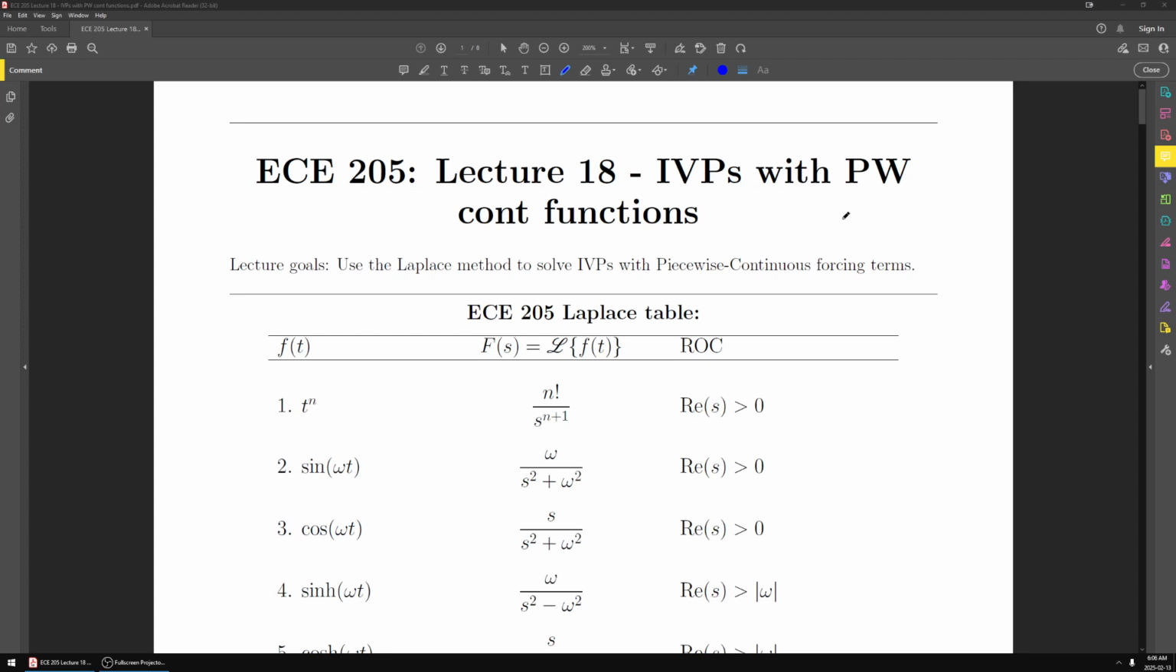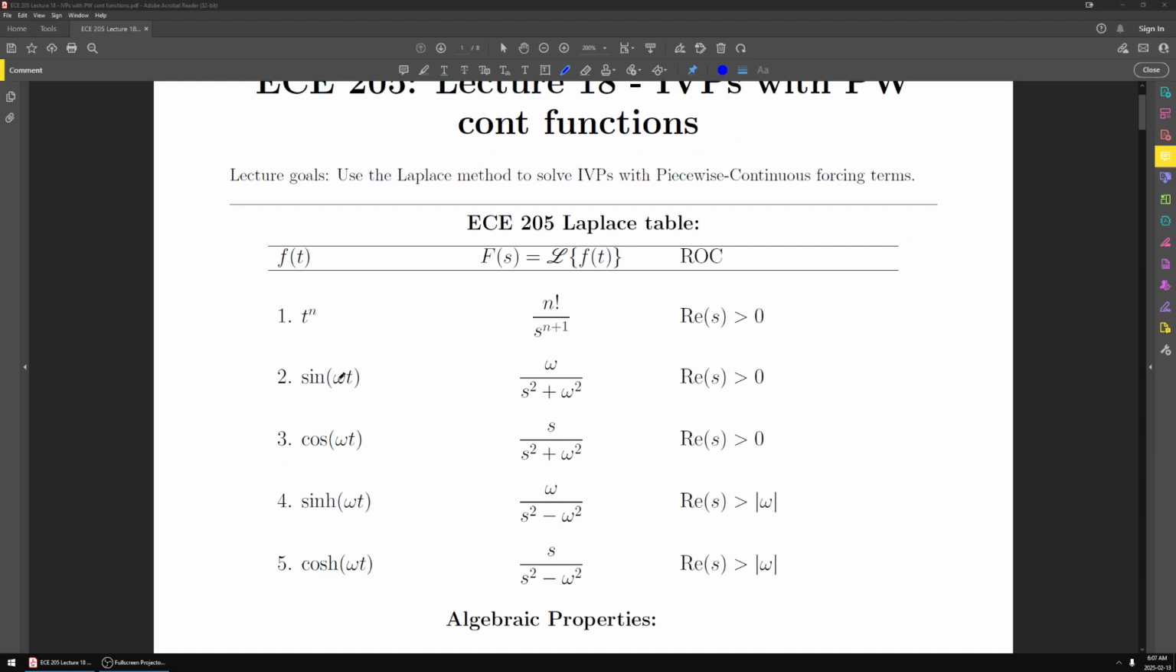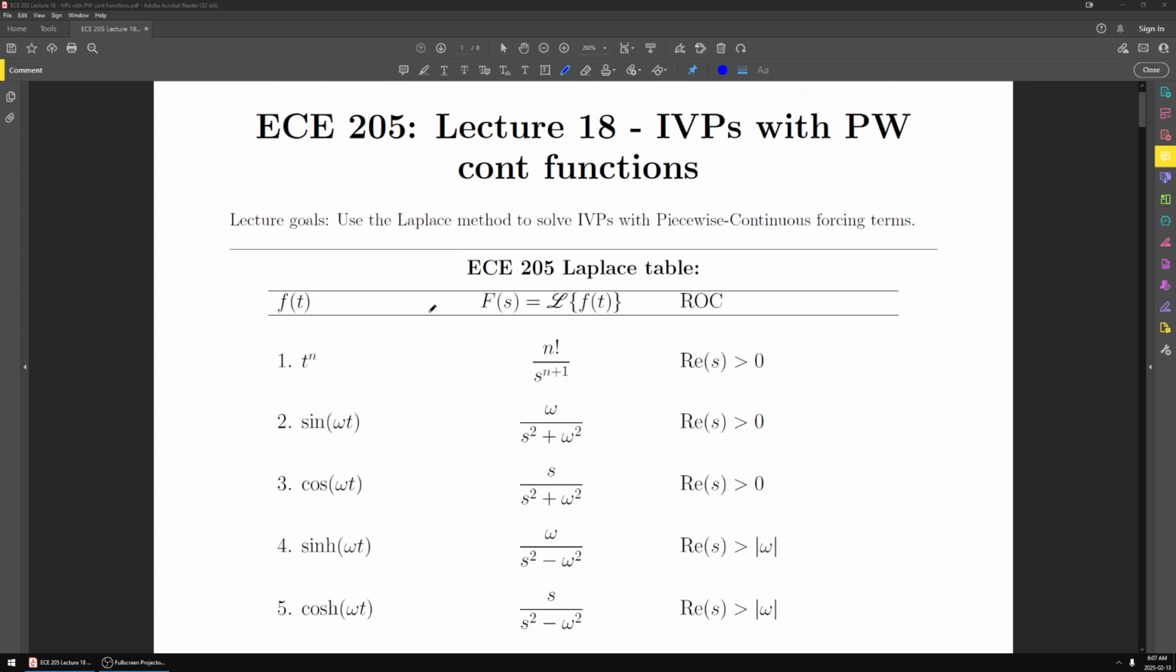Okay, so lecture 18, what we're going to do is we're going to solve initial value problems again, but now we're going to have different types of forcing terms. Instead of having things like these nice sine, cosines, exponentials, polynomials, our forcing terms will be functions that are said to be piecewise continuous. It's so awkward doing video lectures.